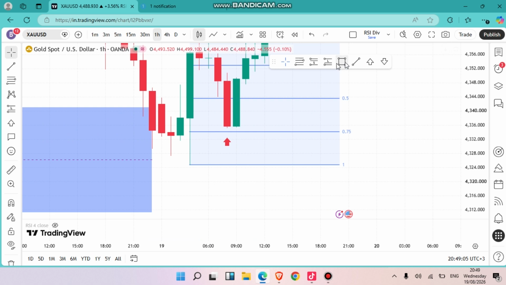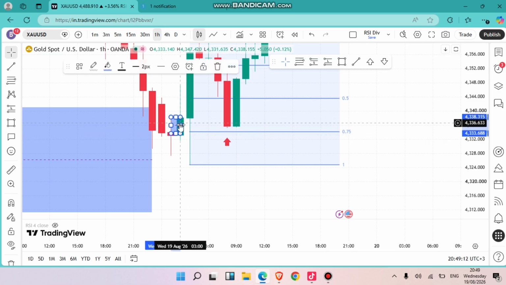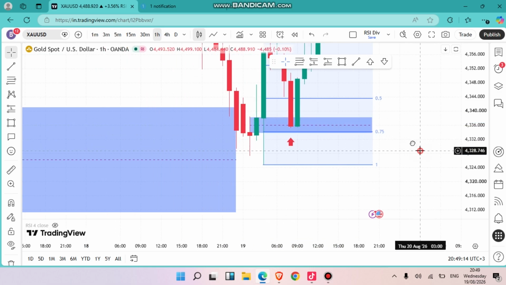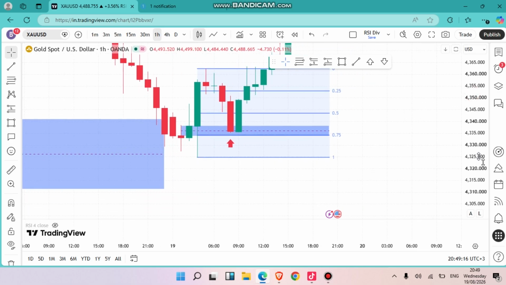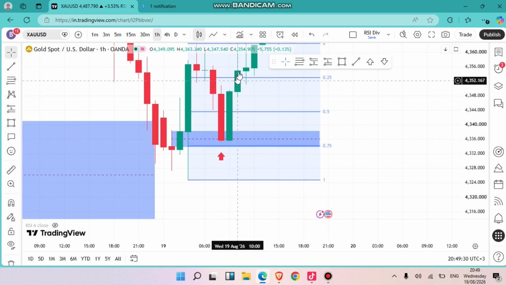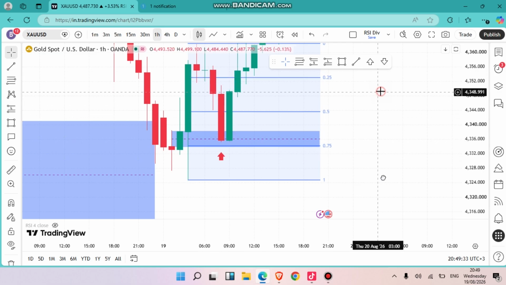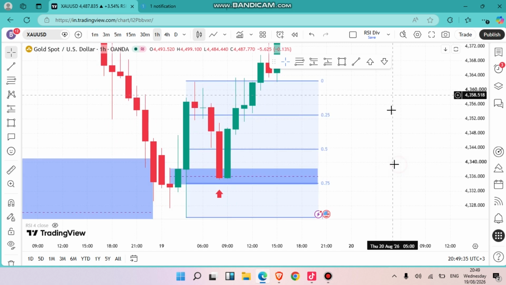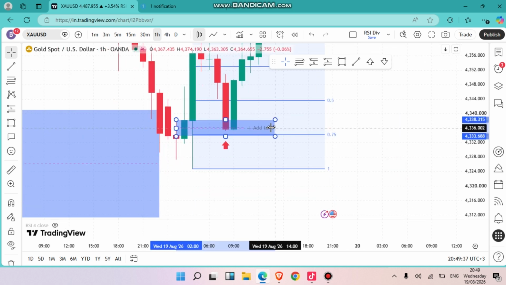So you mark the body to wick zone of this candle that has given us this change in state of delivery, and you pull it to the right side like that. You can see at the exact opening of the third 4-hour candle, which is the London session, price dips into it, and at the opening of the 4-hour candle you are buying like crazy. So price dips into it and it buys like crazy. So that is how you get into a trade.